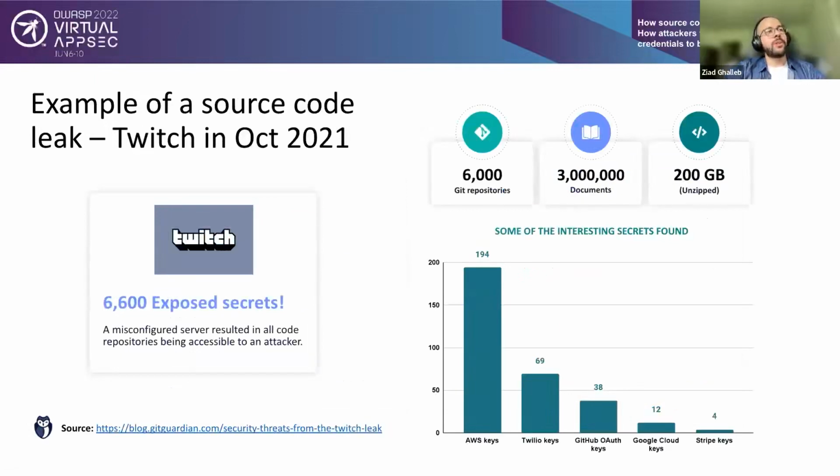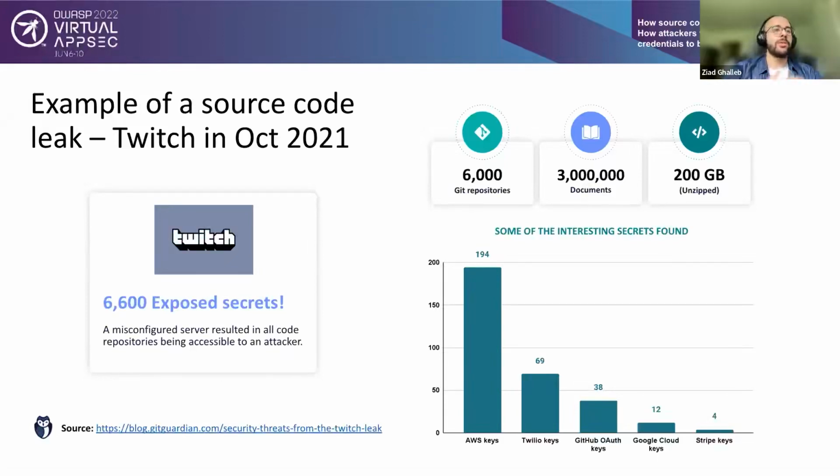Another example is the recent source code leak from Twitch back in October 2021. So GitGuardian analyzed the Git repositories that leaked, and we're talking about 6,000 Git repositories and about 3 million documents. And we found more than 6,000 exposed secrets. Well, we don't know if all of these secrets were valid because we did not try testing them for validity because we don't want to interfere with any investigation.